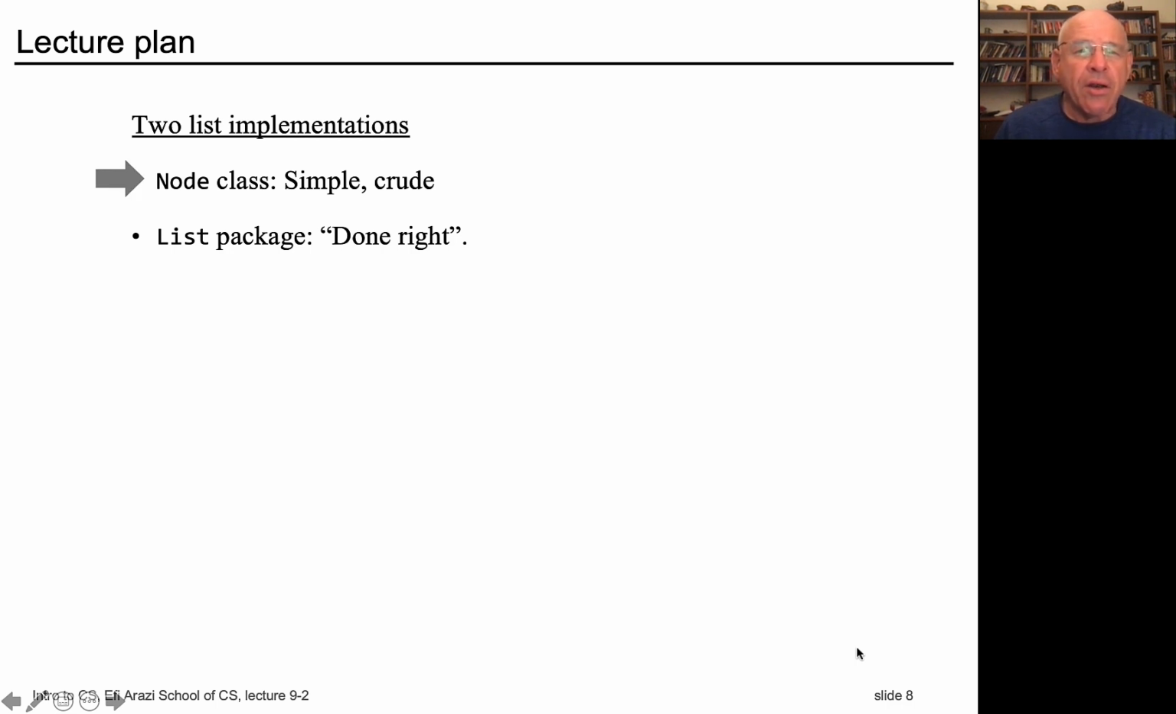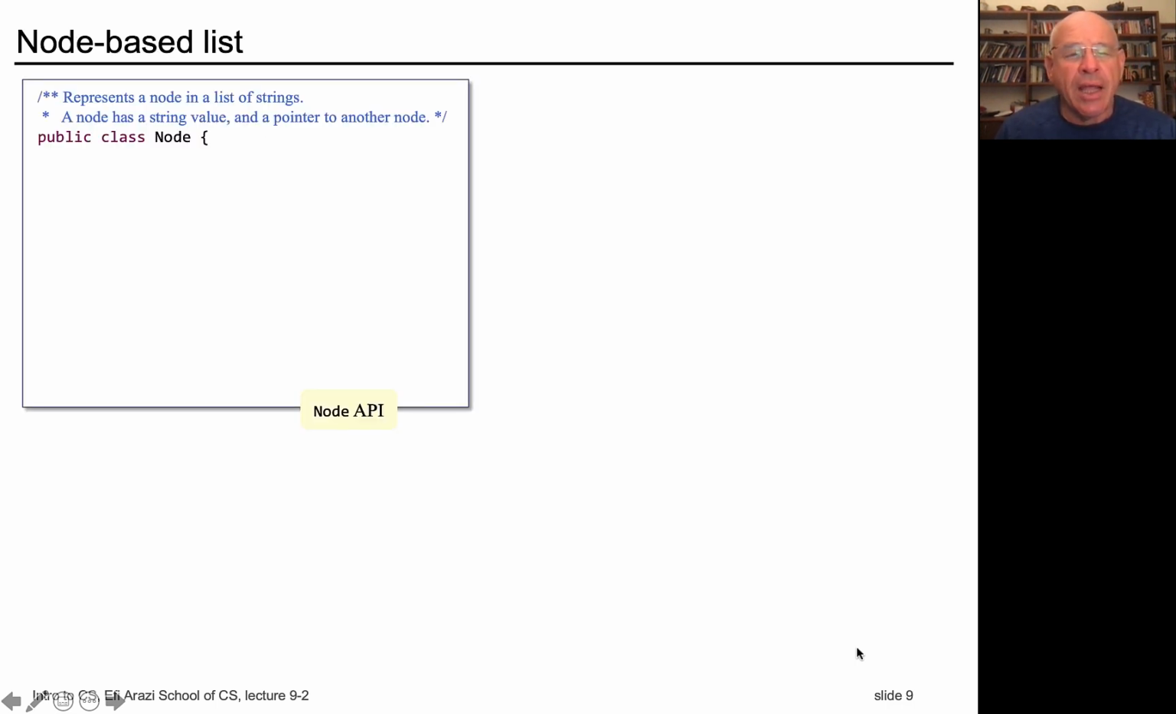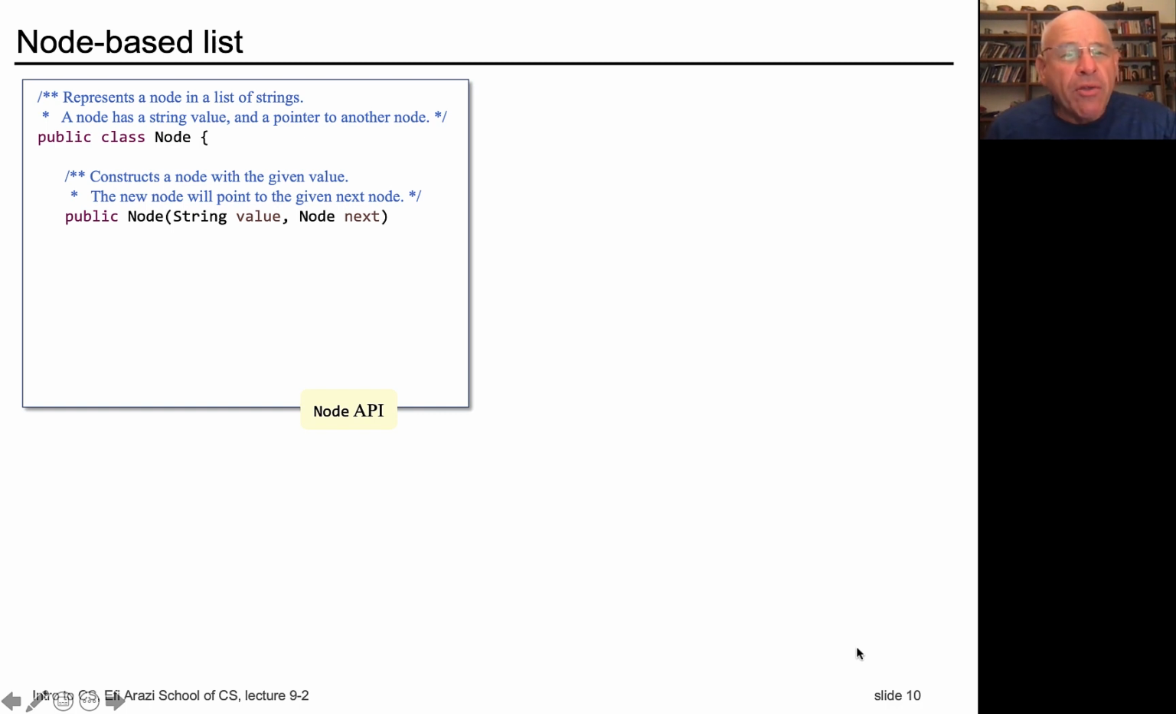All right, let's start with a node class implementation. And here's the node API. It's a class that represents a node in a list of strings. A node has a string value and a pointer to another node, as you remember from my pictures. Now I'm going to have two constructors. One constructor will get a value and a pointer, which is an address in memory. And it will create the node that contains this value and this pointer.